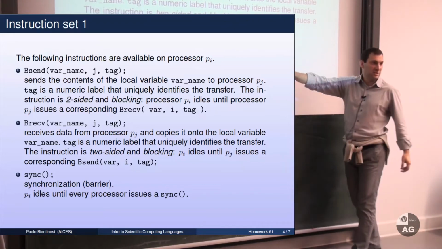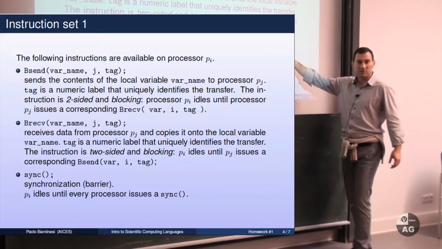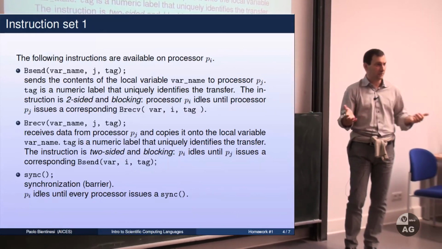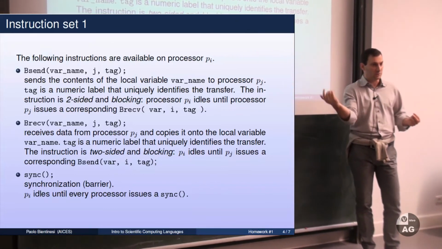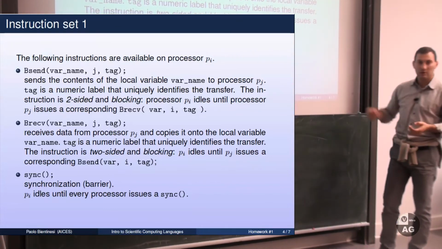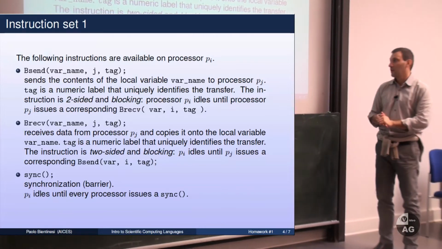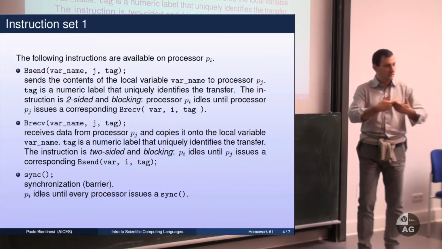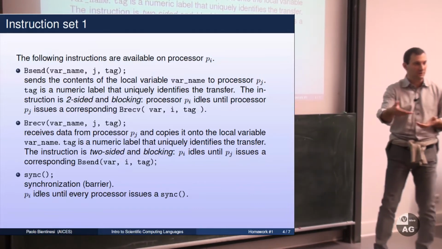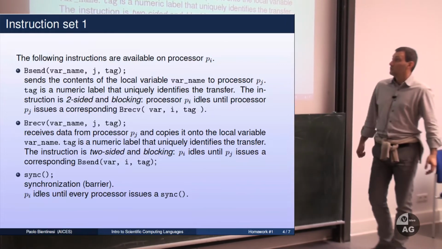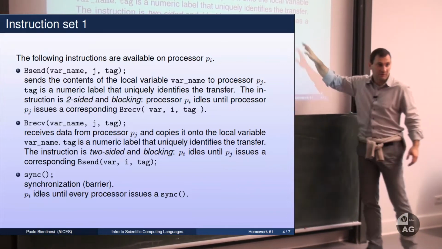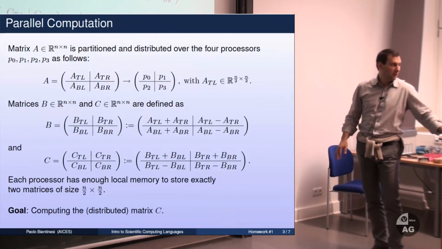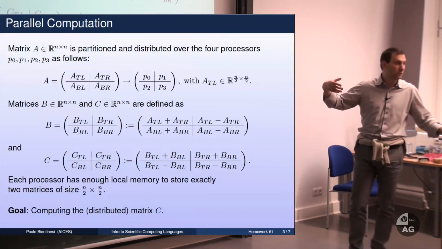Okay, finally synchronization. Synchronization is easy. If a processor issues a synchronization, it just stalls, it sits idle until all the processors post a synchronization. At that point, when all of them have posted a sync, they all move on and continue with whatever the next instruction is. So now, given this instruction set and this setup, the objective is to write a program to compute C.